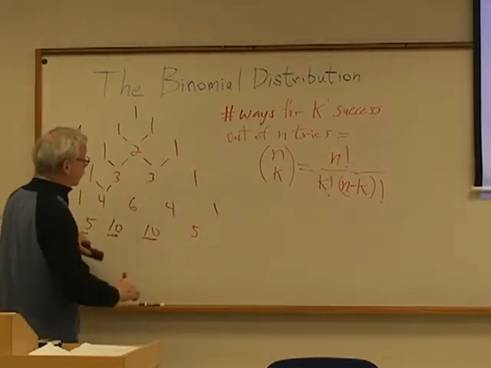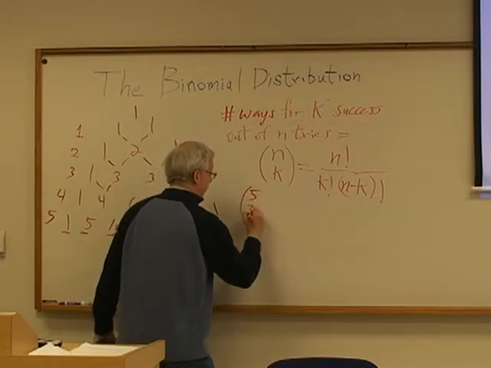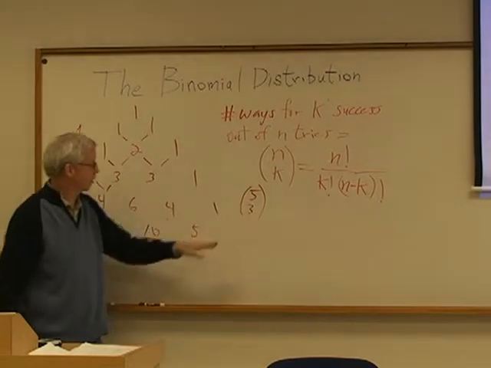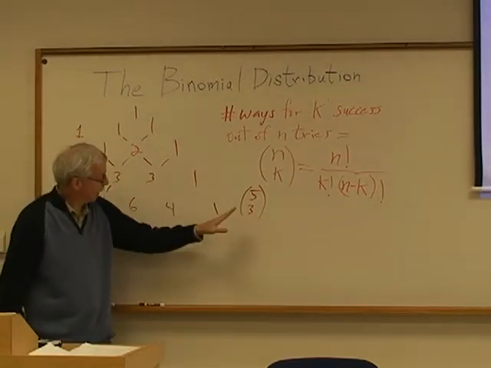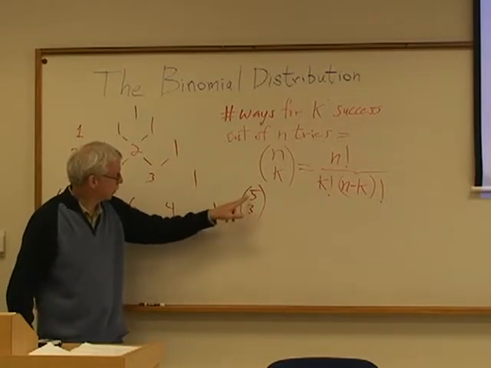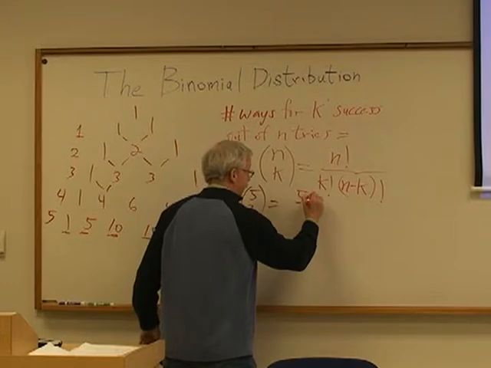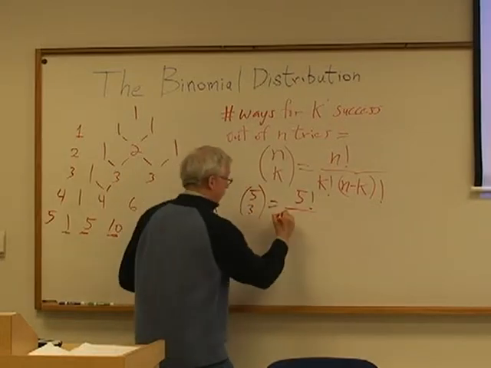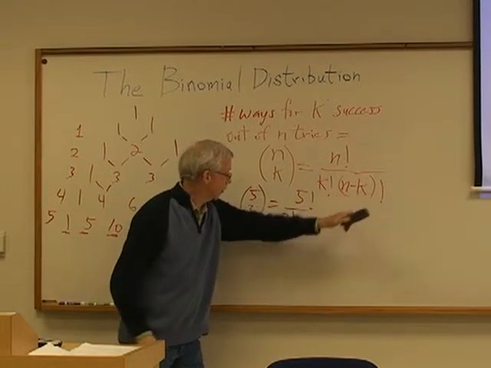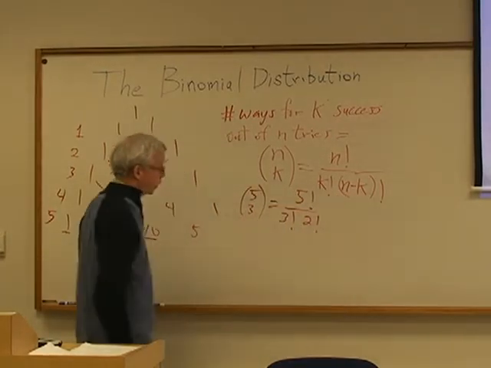Suppose I want this one that I computed before, 3 out of 5. How many different ways can I write down 3 successes out of 5 tries? Or how many different ways can I write down patterns that contain 3 heads out of 5 attempts? Well, by this formula, it's 5 factorial divided by 3 factorial times 5 minus 3, 2 factorial. The bottom ones always add up to the top one.